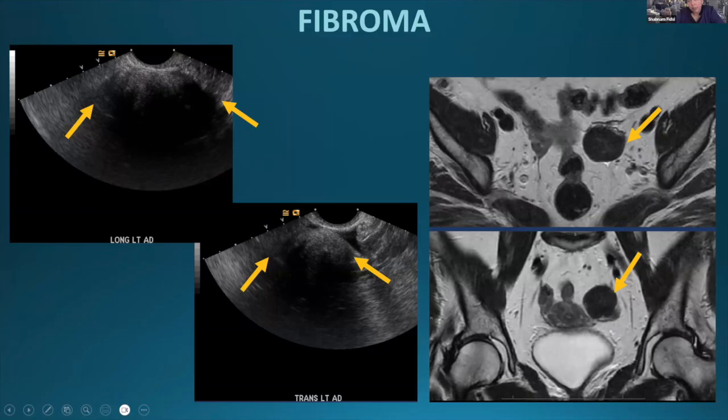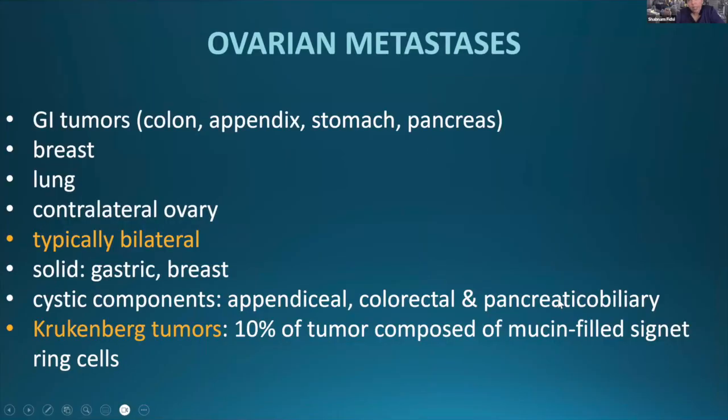And this lesion has just been followed on ultrasound. I'll finally wrap up talking about ovarian metastases. So ovarian metastases can occur from multiple primaries, GI tumors like colon, appendix, stomach, and pancreas. They can also occur due to breast cancer, lung cancer, or even from the contralateral ovary.